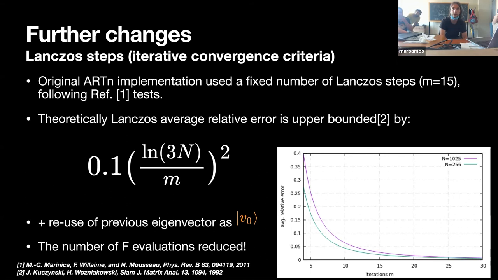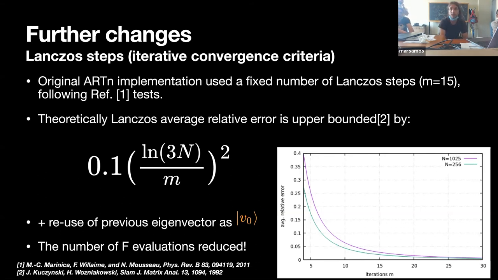It is known, however, theoretically, that the average relative error of the Lanczos algorithm is bounded by this factor, 0.1 ln, and so on, where n is the number of atoms. So 3n is the dimension of the Hessian matrix, and m is the number of iterations. I've plotted this factor on the bottom right for n equal 1025 and for n around 250. And we see that at 15 steps, we are indeed converged between 2% and 3%. So yes, this is justified. The m equal 15 is a good number of steps.